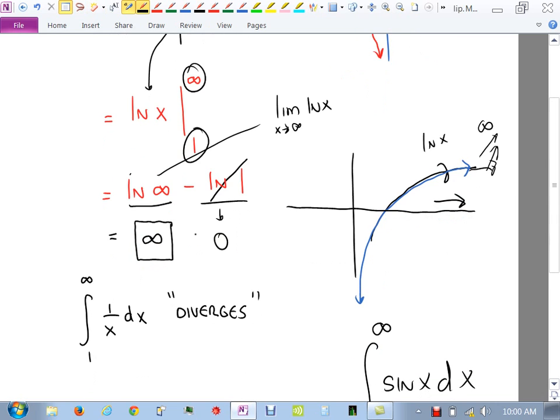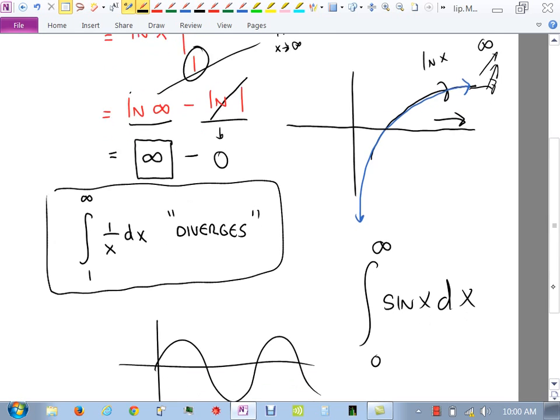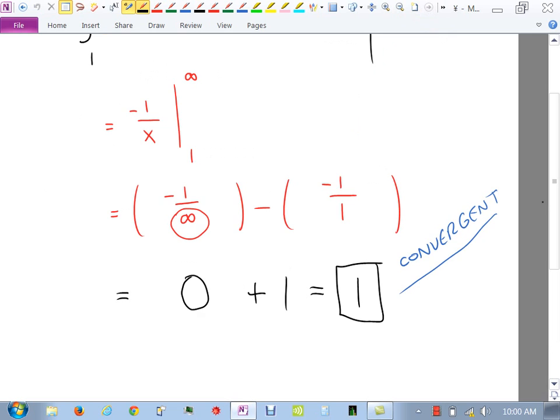So what you get is infinity minus 0, which means it's infinity. What we say whenever we get an answer like that is that this integral right here diverges. All right, and I talked a little bit about sine. Don't worry about that. Okay, then we did another problem.